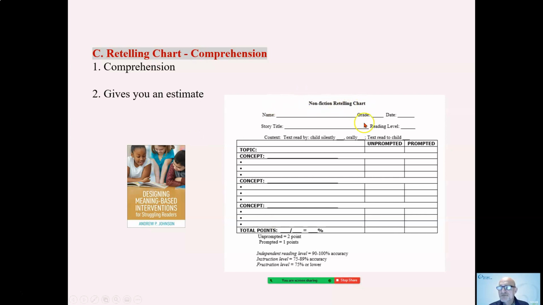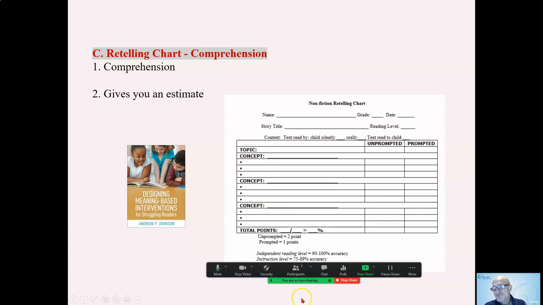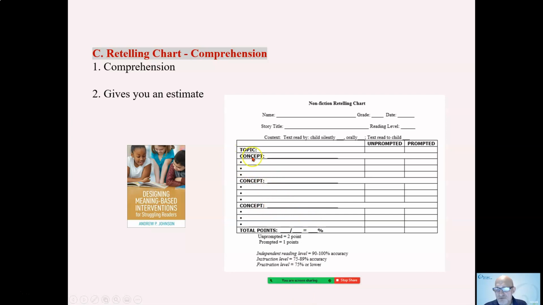And this is for a non-fiction story. You have the child's name, grade, date, the story title, or the text or the chapter, and the reading level. Is it read by the child silently, orally, or is it read to the child? So after you read a text or chapter, the topic, you identify the concepts, could be 2, 3, 4, 5, and important elements related or underneath each concept. You then ask the student to tell you about what they read. All right, so they read it and they have to retell. That tells us if they comprehended, if they understood, and if they remembered.